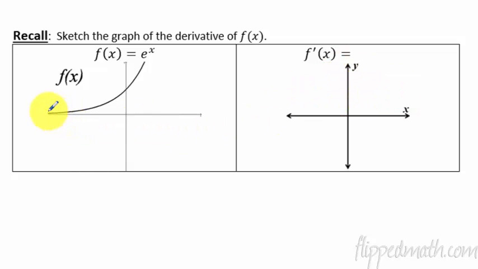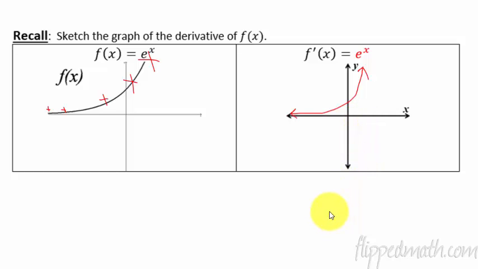So slope is just a little bit positive, a little bit more positive, a little bit more positive, and then really, really positive as you work your way up here. So what that means is that the graph itself will look like this. The graph of an exponential function is actually itself. e to the x, its derivative is also e to the x.